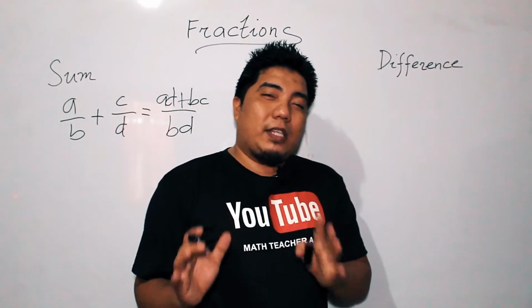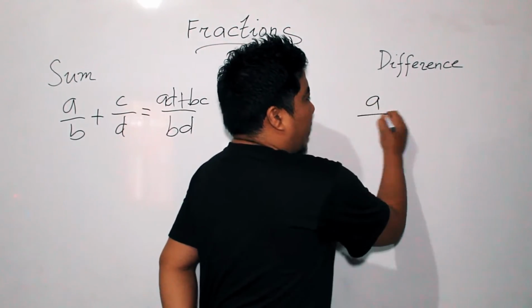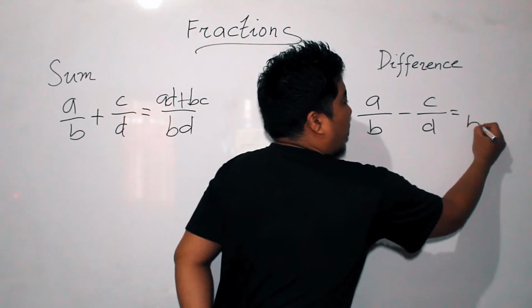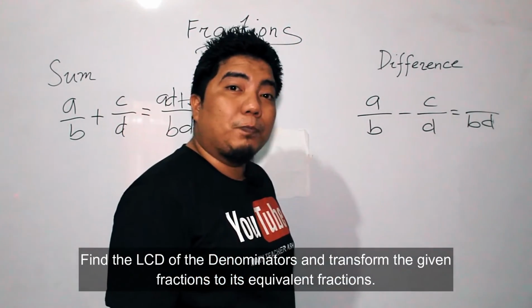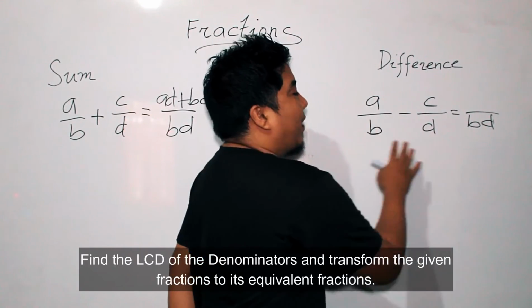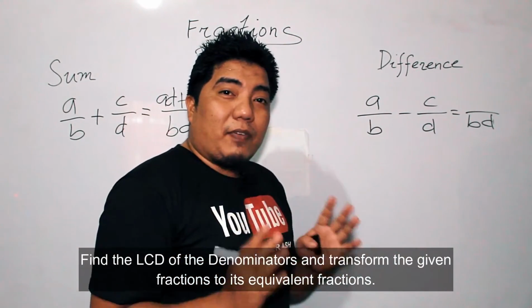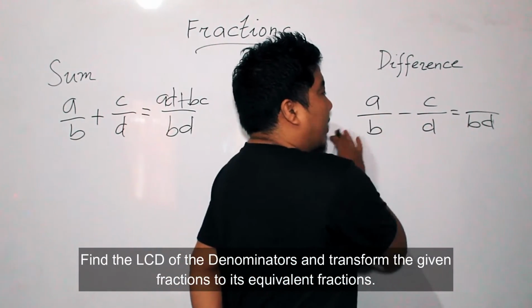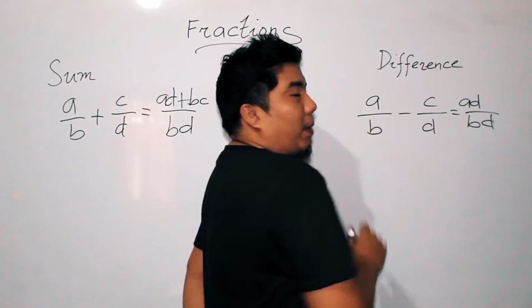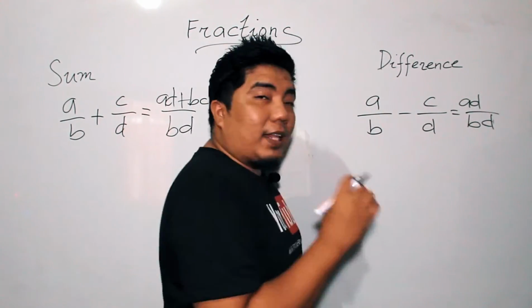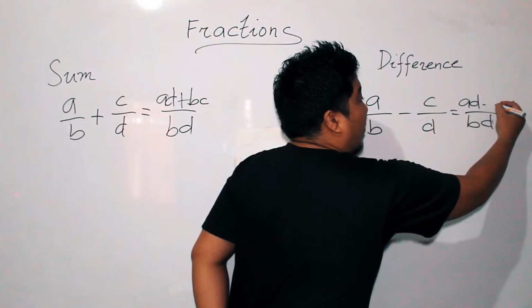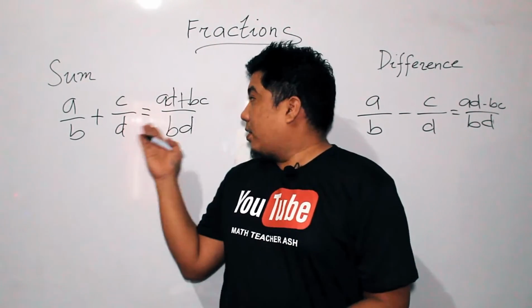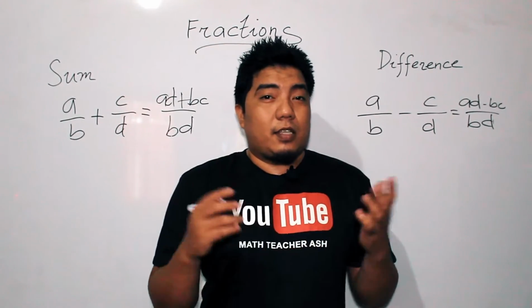In difference for dissimilar fractions, the same concept is being made. So, if you have A over B minus C over D, what you will do is you get the LCD of the two. And then, after that, you divide that LCD to each of your given fractions or denominators. And the answer will be multiplied to the numerator. So, BD divided by B, that is D. And that is AD when multiplied to A. BD divided by D, that is B, multiplied to C, that will become BC. So, as you can see, they are just the same concept. The difference is the operation.